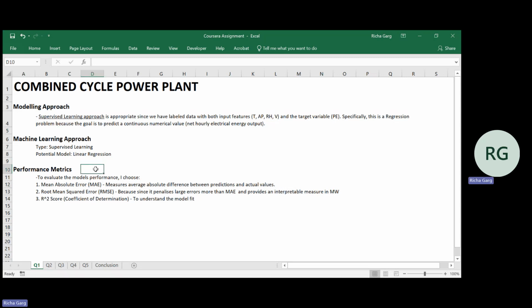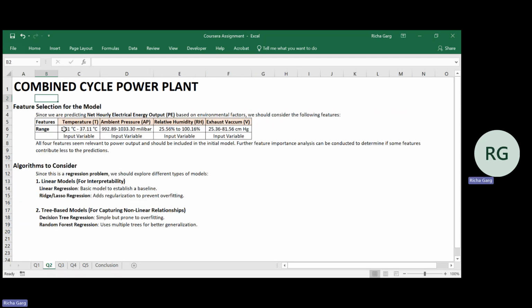My performance metrics or output metrics are these three. First is mean absolute error. This will help me to identify the difference between the predicted and actual values. Second is RMSE. It will help me to figure out what are my large errors, and it will also provide an interpretable measure for the goal. Third is R square. This will help me to understand the model fit.